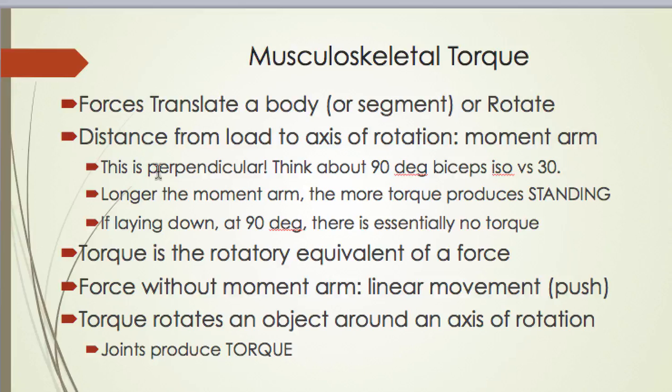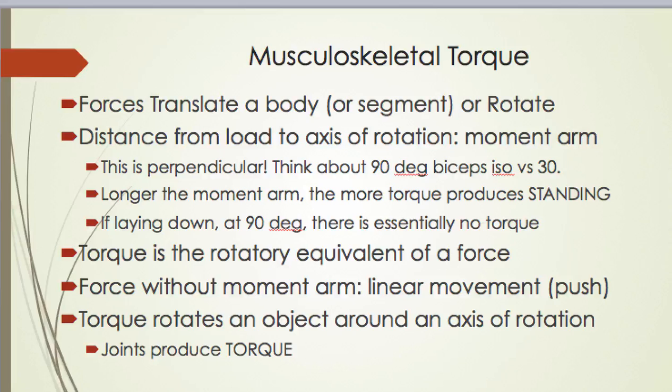So the maximum load is going to be experienced when the moment arm is the absolute longest. So here, the longer the moment arm, the more torque is produced in a standing position for a biceps curl. If we're lying down and we flex the elbow to 90, there's essentially no torque because we are along the line of gravity completely. We simply get loading of the elbow joint through the hand and the weight.